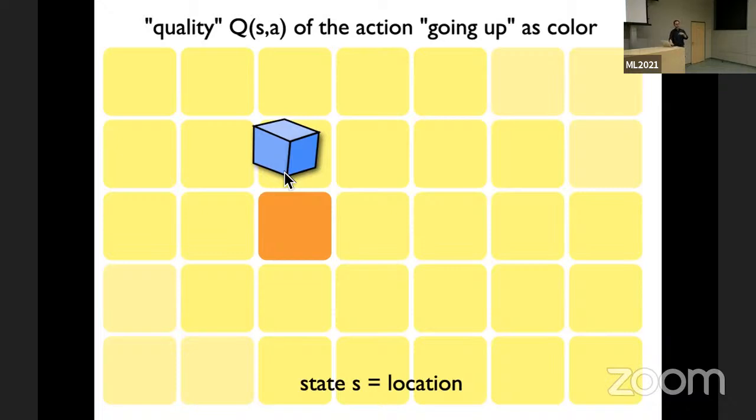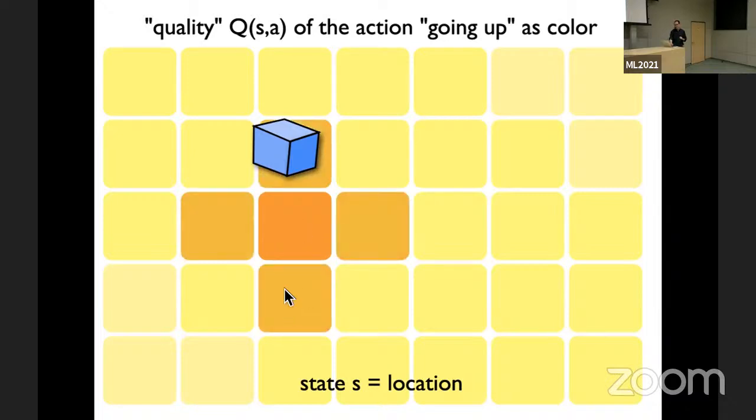So now if I apply this update equation, this will mean that this particular state for this particular action gets an increased Q function, because I've recognized if I'm in this location and I go up, I get a good reward. Okay, so this is the first step. So suddenly my quality function has some structure. And now what happens is very nice.